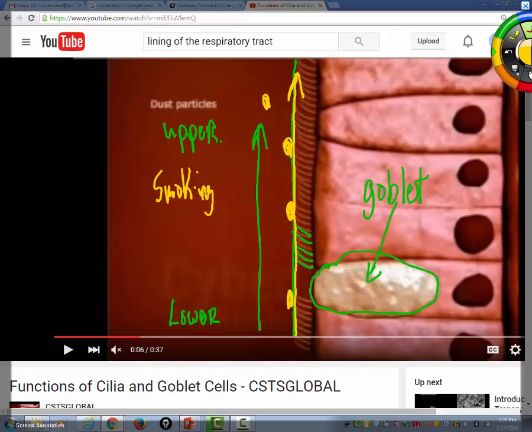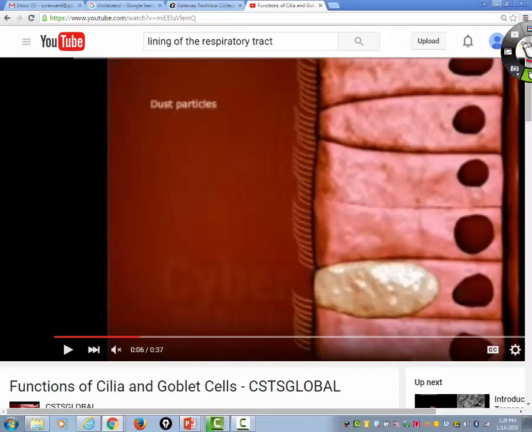So you still secrete mucus. As a matter of fact, you secrete more mucus than normal, but the cilia doesn't move it. That's why smoking long term, these people end up with a really bad cough. The only way to clean their lungs is to plunge their lungs, and you plunge your lungs by coughing. So that's one place that cilia is found.